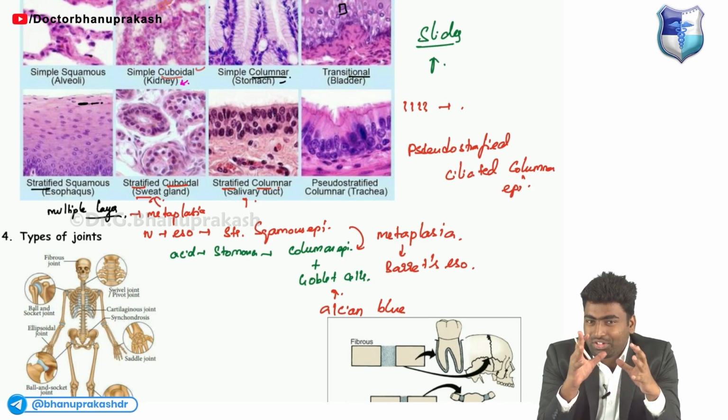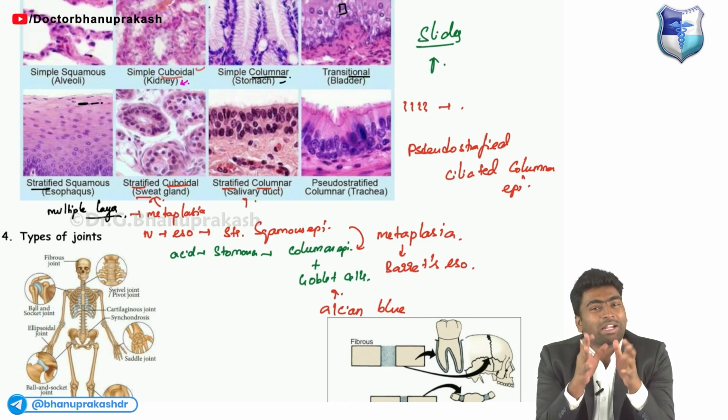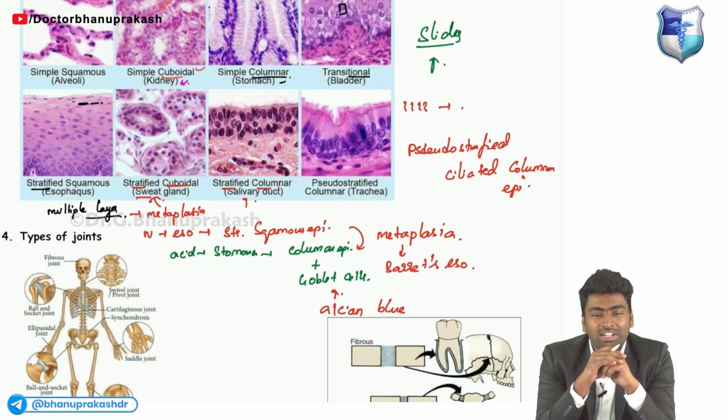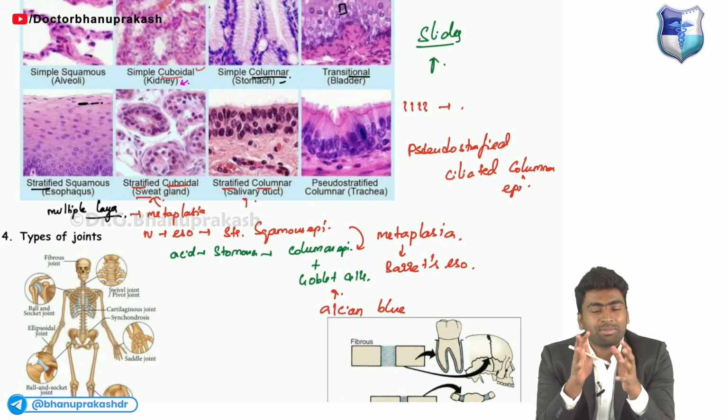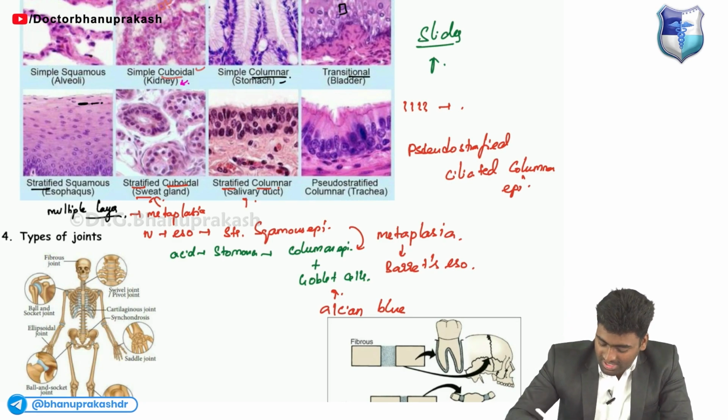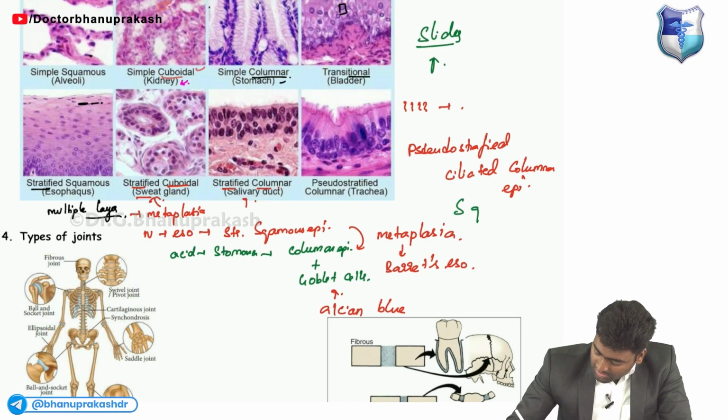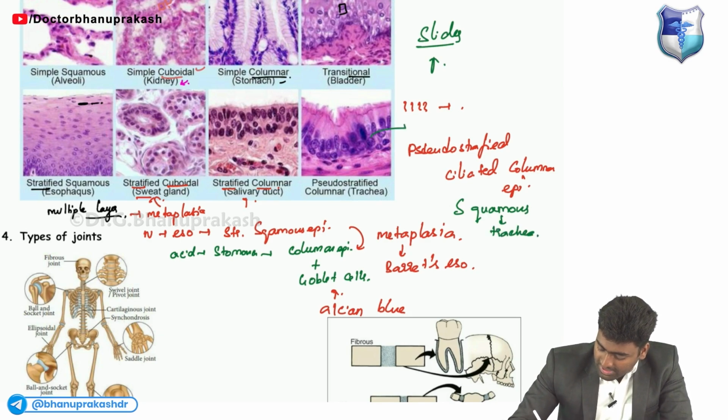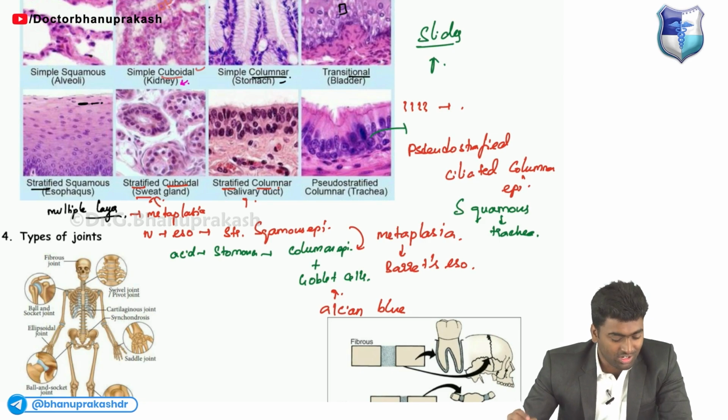multiple layer. And we know one more thing, that in the case of metaplasia in the respiratory tract, will it be a squamous metaplasia or a columnar metaplasia? What is the name of the metaplasia? We will see in the case of trachea. It is the squamous metaplasia, which we will see in the case of it. So normally the respiratory tract will have this pseudo-stratified ciliated columnar epithelium.